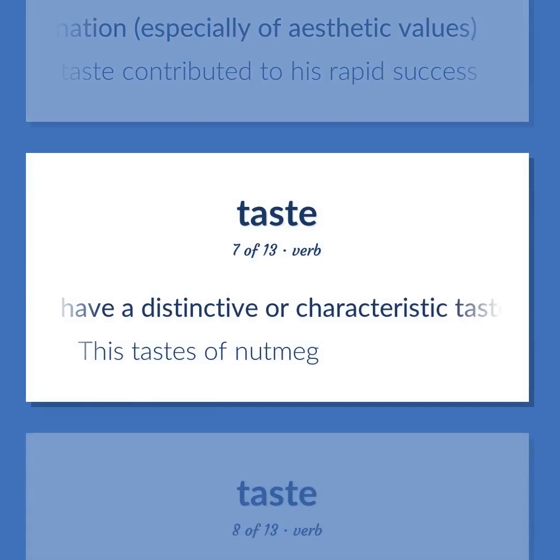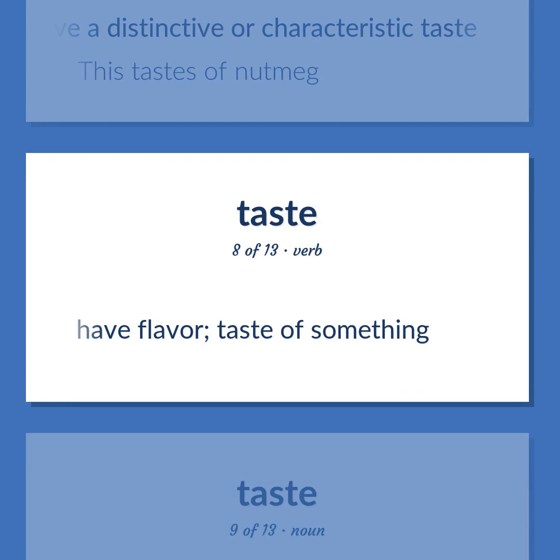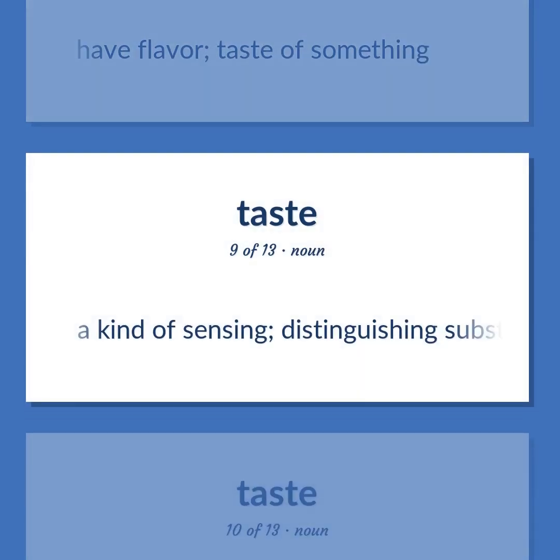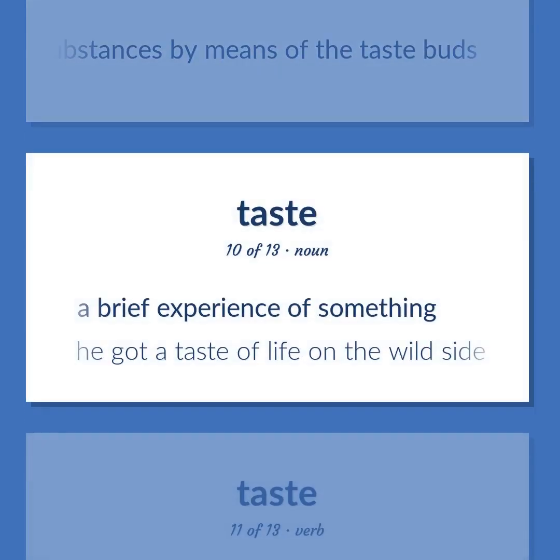Have a distinctive or characteristic taste. This tastes of nutmeg. Have flavor. Taste of something. A kind of sensing. Distinguishing substances by means of the taste buds. A brief experience of something. He got a taste of life on the wild side.